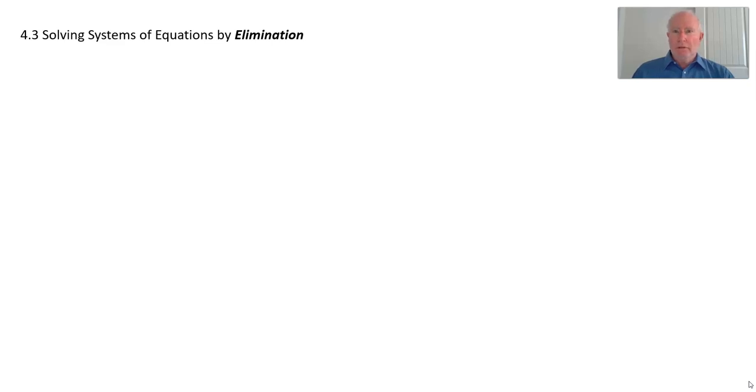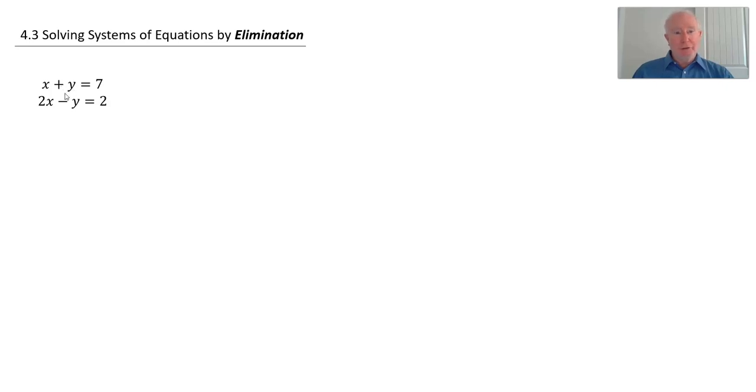This lesson is a quick review of solving systems by elimination. So elimination, we want to eliminate one of the variables. So here's the system: x plus y equals 7 and 2x minus y equals 2. What we're looking for is variables that have the same coefficient, the same number in front, but different signs.